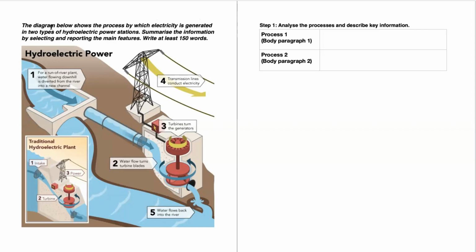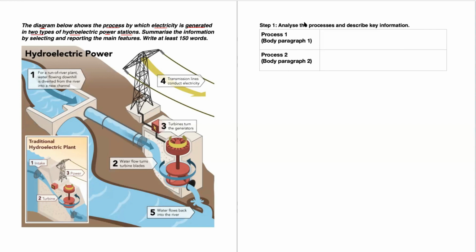It says, the diagram below shows the process by which electricity is generated in two types of hydroelectric power stations. Summarize the information by selecting and reporting the main features. Write at least 150 words. Now here you see the topic is a bit more complicated and the idea is different. So here we have two processes instead of just one overarching process with stages.